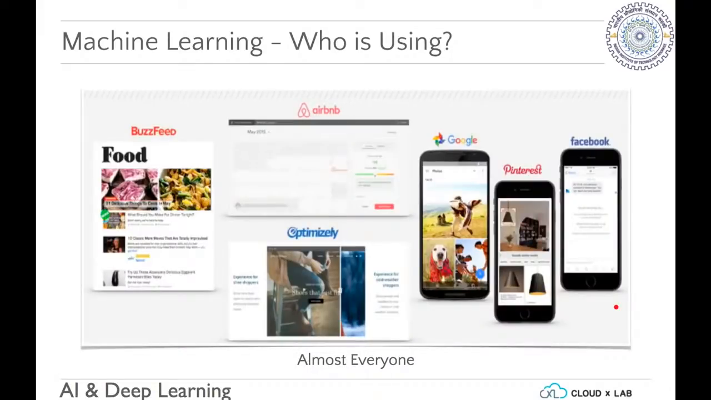Now, everyone across the globe is using machine learning or deep learning today. BuzzFeed is predicting what food to recommend to the user, and what food will sell, and at what price. Airbnb is predicting the prices and so on. Optimizely is predicting the image sizes, while Google is predicting for Google Photos, Pinterest is predicting the photos that people will like, and so on. So everyone is using deep learning today in order to do the prediction.